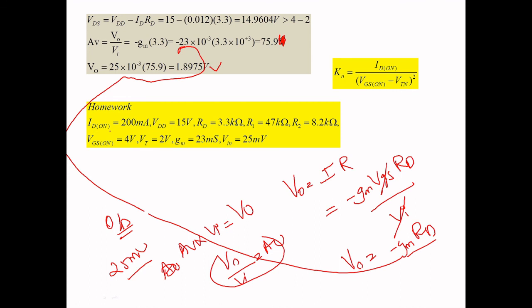Okay, suppose in the problem the IDN is given as 200 milliamps, something like this. Then you can find Kn with this formula, that is IDN divided by VGS minus VTN, whole square. With that formula you can find Kn, and further you can proceed like the previous slide. Okay, so I hope you understood. Thank you.